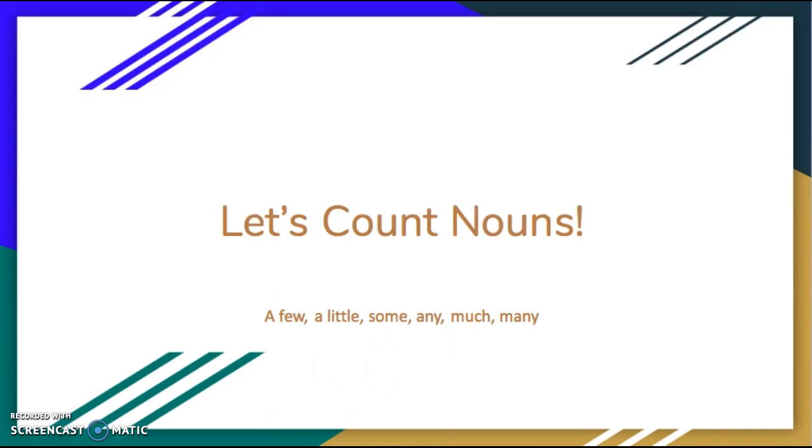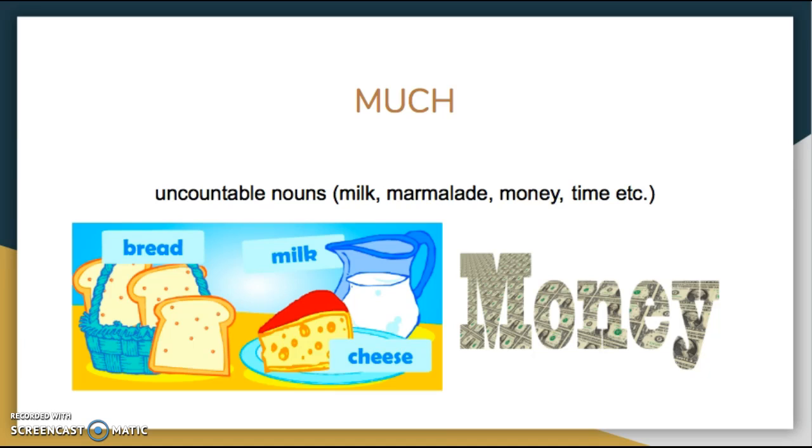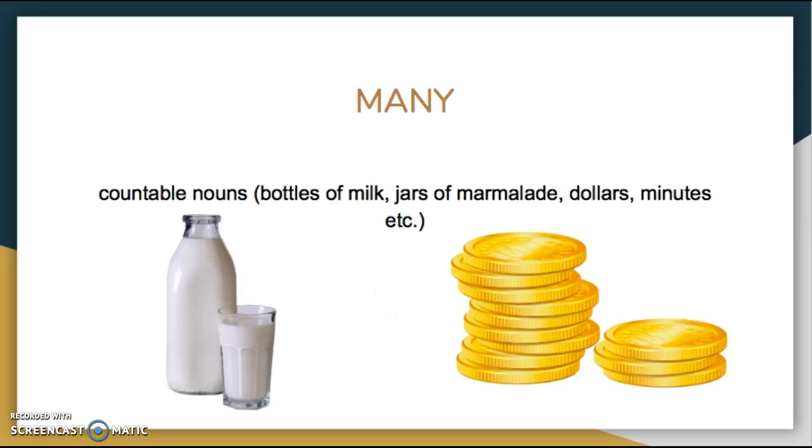Let's count nouns. We're going to learn a little bit about quantifiers, such as a few, a little, some, any, much, and many. Let's start with much. Much is used with uncountable nouns, such as milk, marmalade, money, and time. Many is used with countable nouns, such as bottles of milk, jars of marmalade, dollars, or minutes.